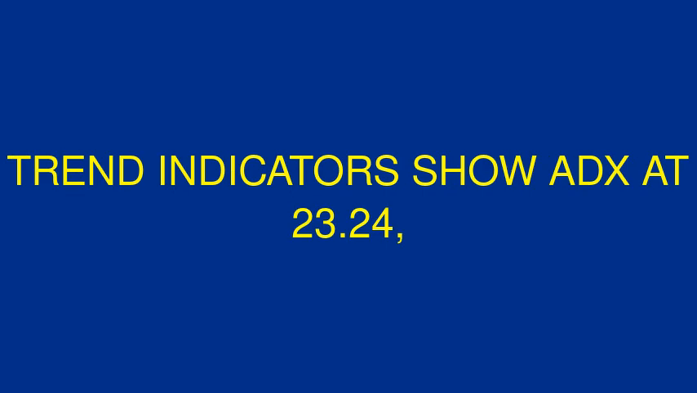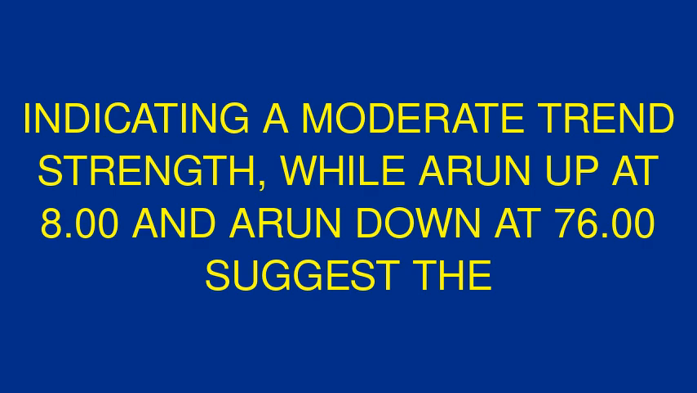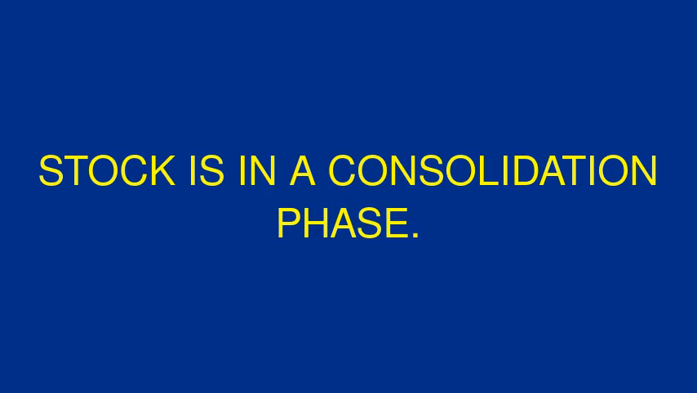Trend indicators show ADX at 23.24, indicating a moderate trend strength, while Aroon up at 8.00 and Aroon down at 76.00 suggest the stock is in a consolidation phase. Linear regression.